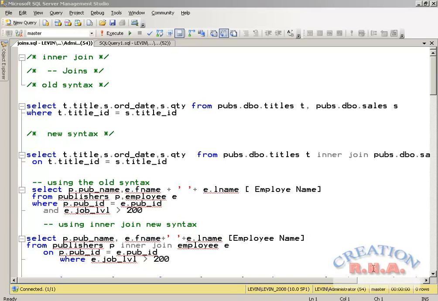Joins are needed because we have data in different tables, and they are associated with the primary key and the foreign key. That is where the joins are created, because we cannot hold all the information in a single table. The information is divided and kept in different tables.